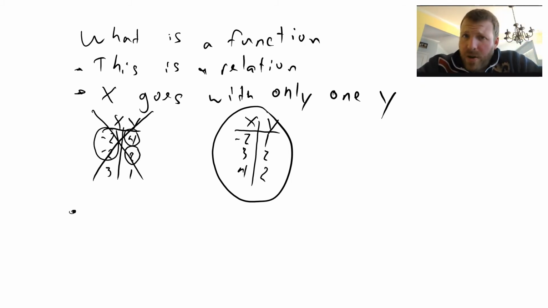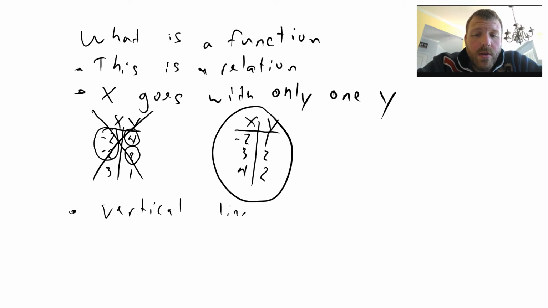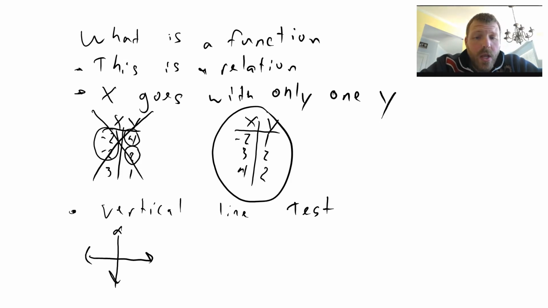Another way to look at functions is if it passes the vertical line test. So what is the vertical line test? Well, a vertical line is up and down, okay? So if we look at graphs, we can check and see if they're functions by just looking at if a vertical line passes through them. So I'm going to show you 3 examples.